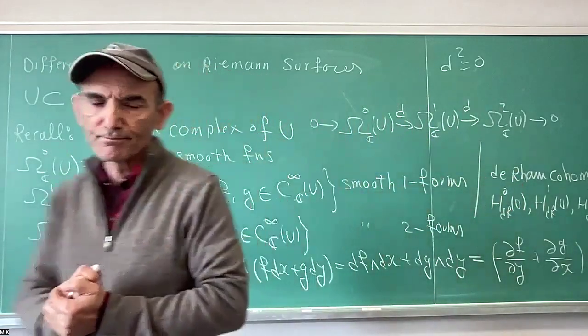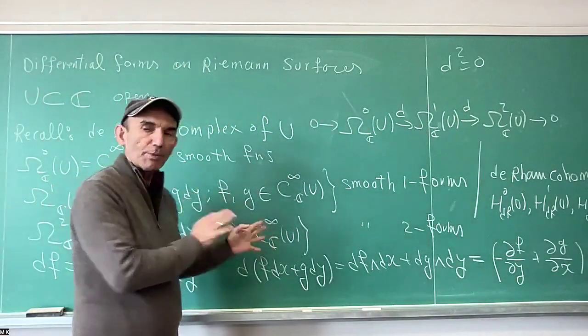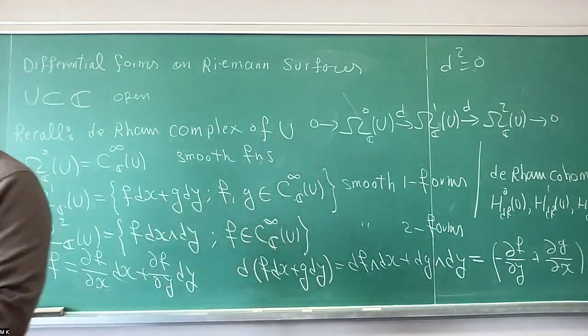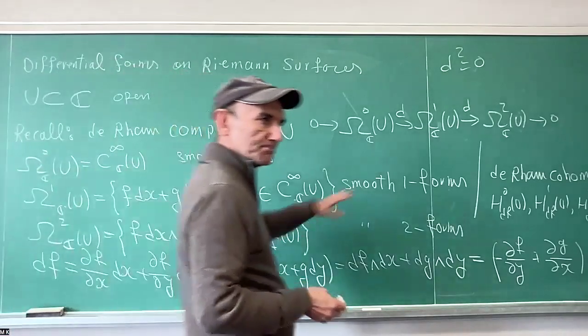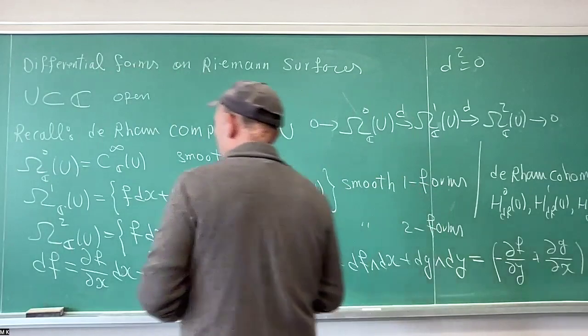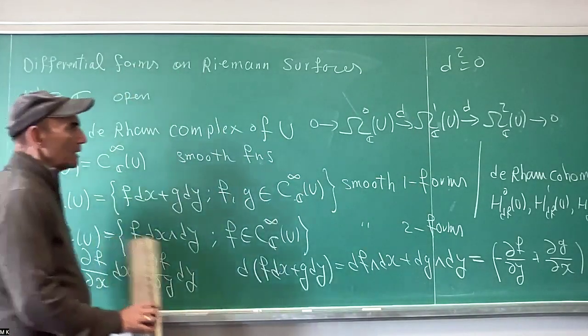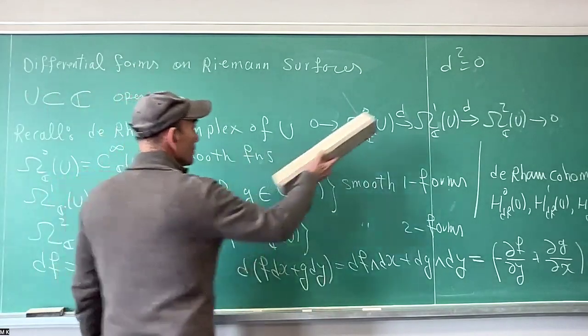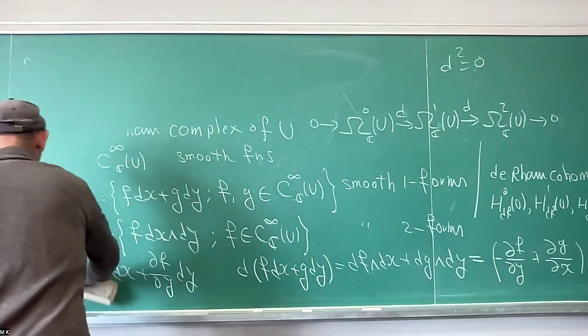Now the point is, what happens in the complex case? Because your space now is complex, there is some extra symmetry, and this extra symmetry helps us to decompose this complex into two pieces. That's what we want to do, and after that, we will move over to Riemann surfaces. So let me now erase everything except this thing here.